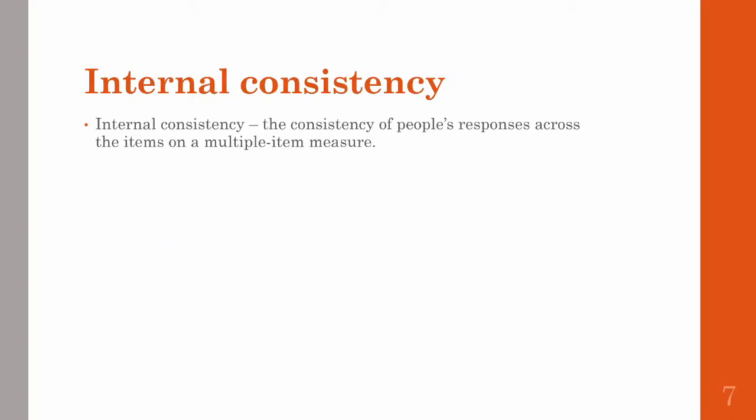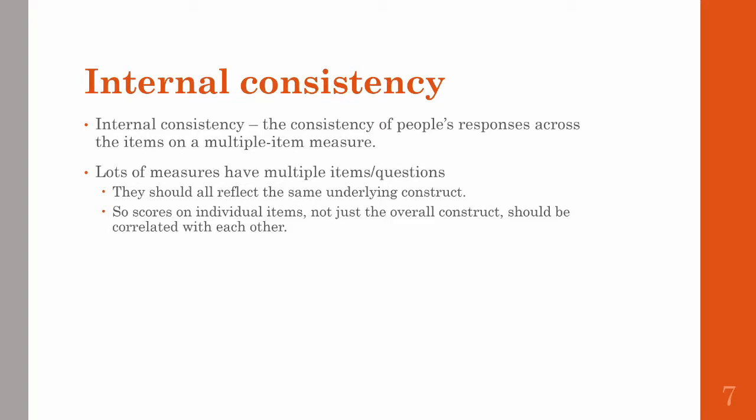Internal consistency refers to the consistency of people's responses across the items on a multiple item measure. Tons of measures have multiple items or questions. All items within a scale should then reflect the same underlying construct. So scores on individual items should all be correlated with each other.